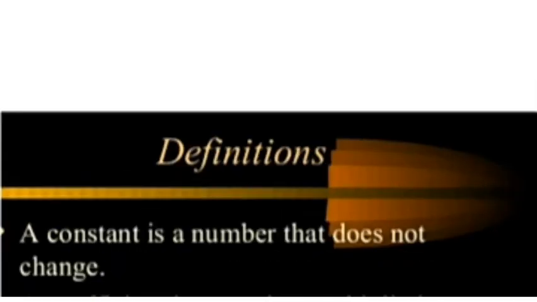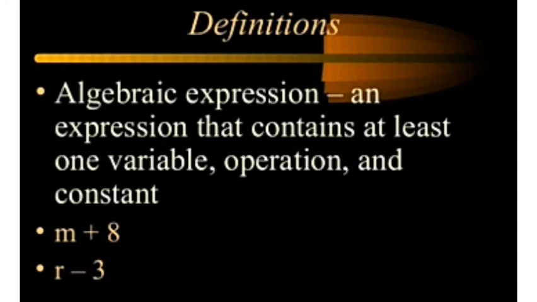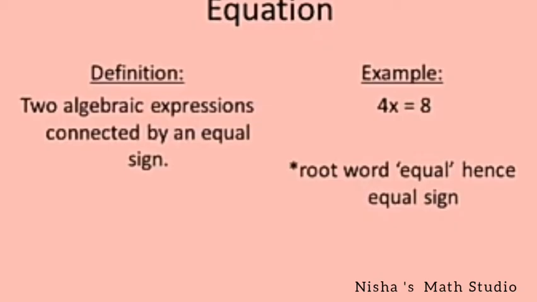Next, a constant is a number that does not change. An algebraical expression is an expression that contains at least one variable, an arithmetic operation and a constant. Example, m plus 8. Here m is a variable, 8 is a constant and addition is the operation. Similarly, r minus 3. R is the variable, 3 is a constant and subtraction is the operation. Two algebraic expressions connected by an equal sign is called as an algebraic equation. Example, 4x is equal to 8.